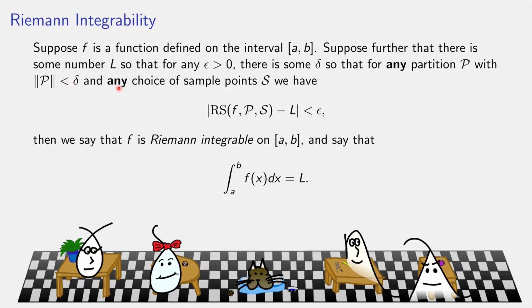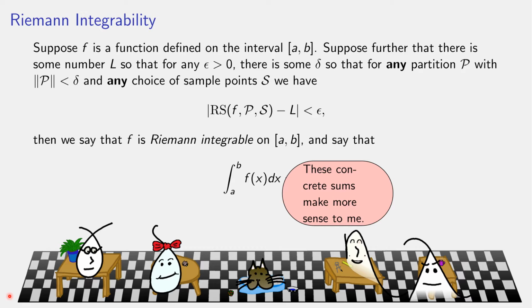However, we want this to hold for any choice of sample points. It shouldn't be a matter of picking your sample points in a lucky manner. It should be irrelevant how you pick them. Provided your partition is rather fine, for any way of picking sample points, left endpoint, right endpoint, randomly, doesn't matter. If you can force Riemann sums to be this close to L, that's what it means to be integrable in the Riemann sense.